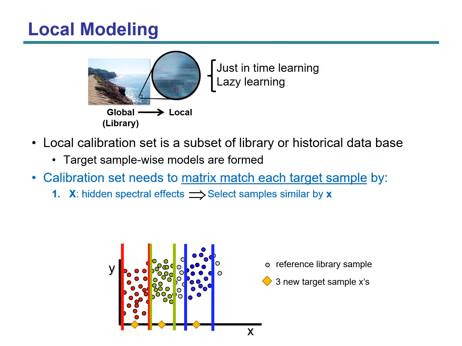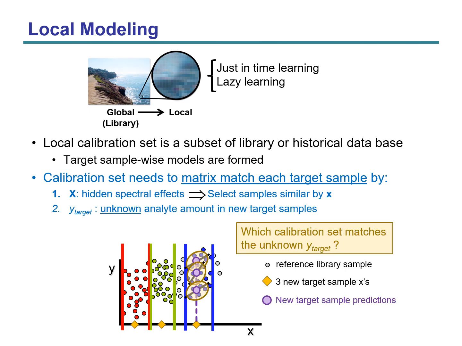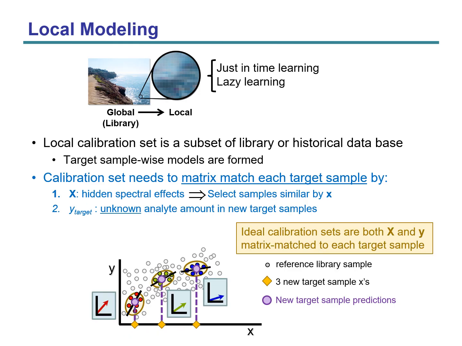So the first thing we do is we X match, and so we matrix match the target sample spectra to the reference, and you can see we can bin this out into three separate bins. But now we need to bin the Y's. I don't know what my Y of my target sample is, so I have no idea where I need to be to do the regression through. And that's a tough problem to solve.